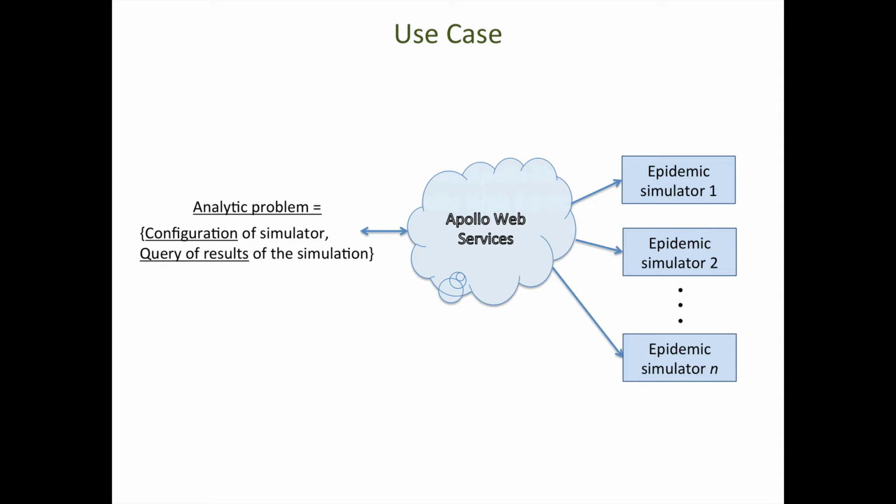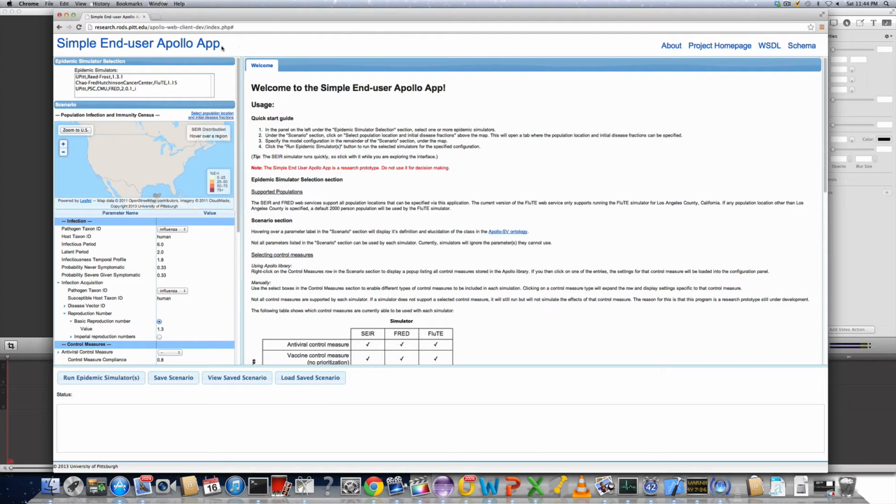Before getting into the details of the Apollo Web Services, Apollo SV ontology, and XML schema, we want to show a clip of an end-user app that uses Apollo version 1.3.1. This simple Apollo end-user app can access three simulators: a Reed-Frost SCIR compartmental simulator running at the University of Pittsburgh, the FLUTE agent-based simulator also running at the University of Pittsburgh, and the FRED agent-based simulator running at the Pittsburgh Supercomputing Center. A user can create a scenario from scratch or retrieve a saved scenario.